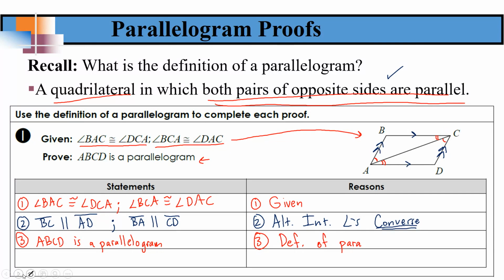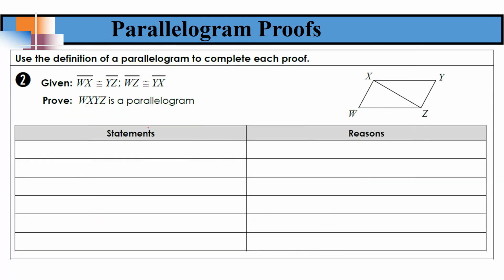Let's look at example 2. In example 2, right, we're given this diagram and we're told that WX right here is congruent to YZ. We're also told that WZ, this side right here, is congruent to YX. And we're told to prove that this is in fact a parallelogram. First, let's go ahead and copy down our given information. And I'm going to go ahead and put it on one line. I'm going to say WX is congruent to YZ, a little colon here, and WZ is congruent to YX. The reason why is because it's given.